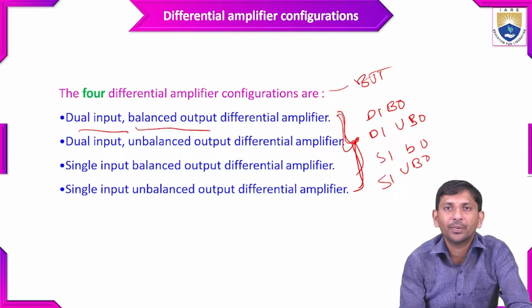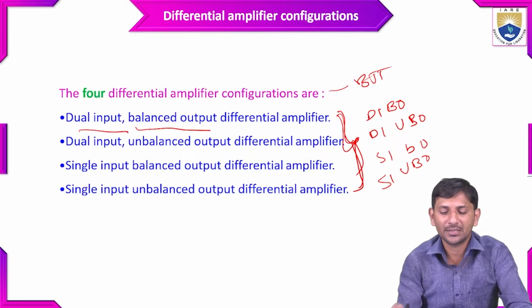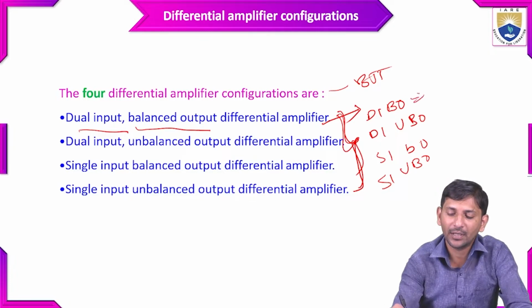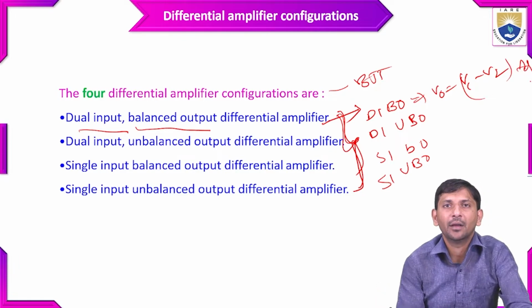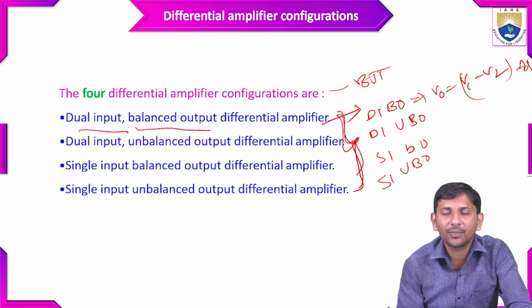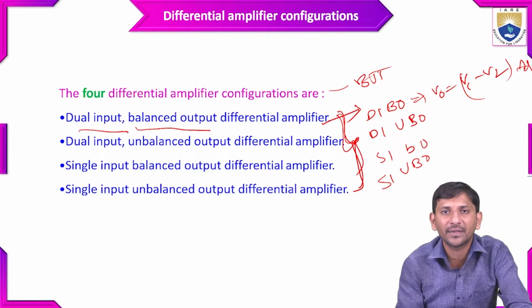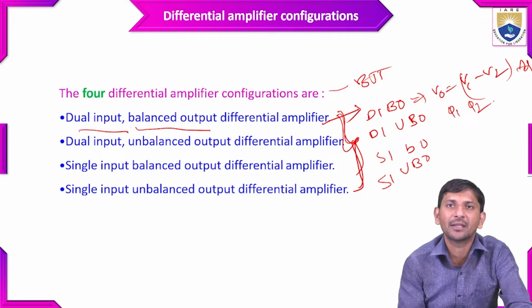So the balanced output means the output between the two collector pins of your Q1 and Q2 transistors will give the balanced output, which will be given as V0 is equal to V1 minus V2, along with the gain term AD. Similarly, an unbalanced output means we are going to observe the output across only one of the collector pins of Q1 or Q2. That is the difference between balanced and unbalanced.